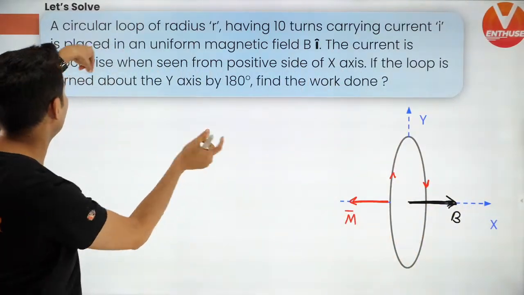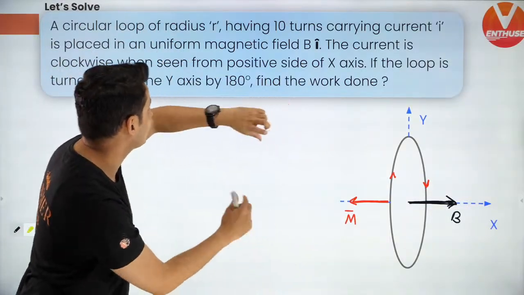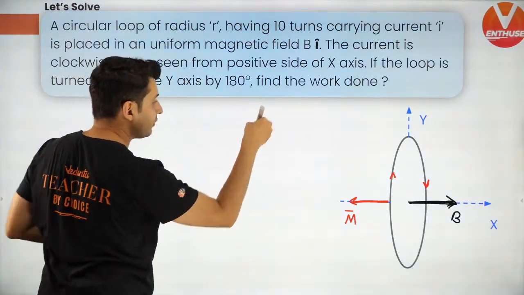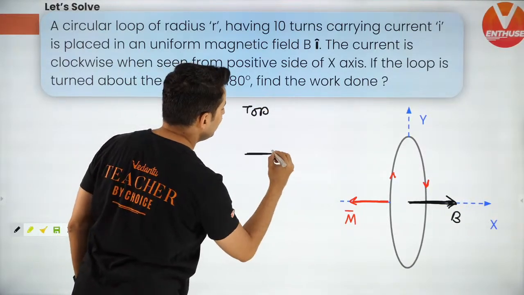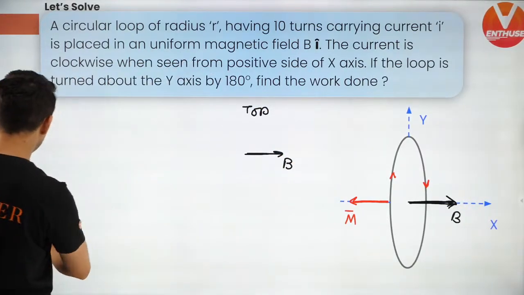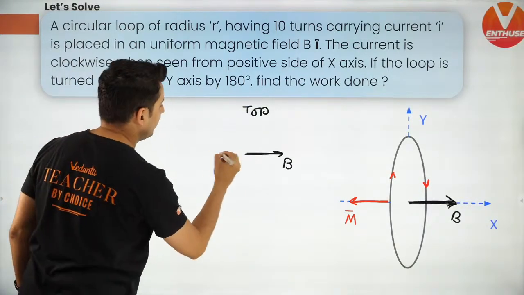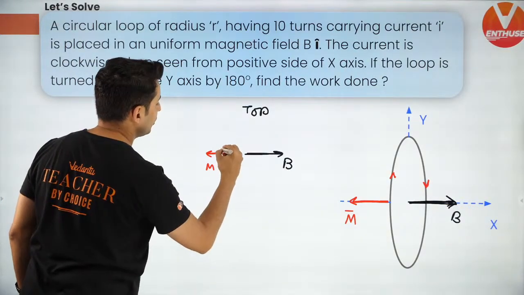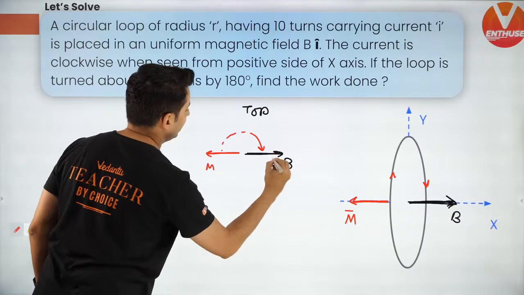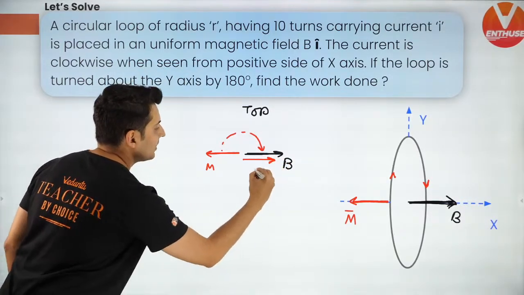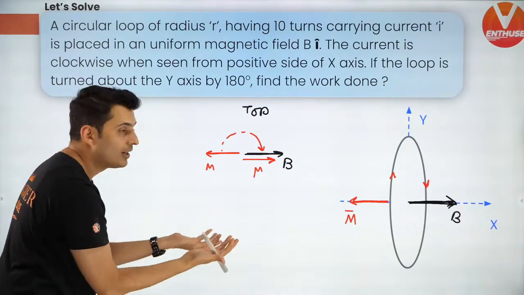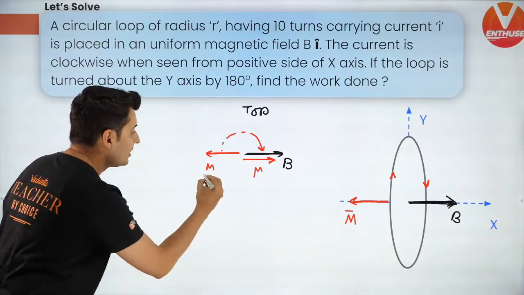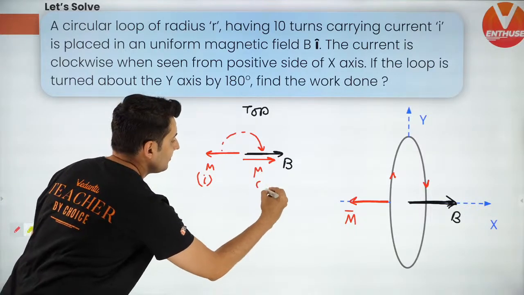Now think about it. If the loop is turned about the y-axis, what is happening? If you look at it from the top, this is what you're going to see. B is here. M was here, and you rotate it by 180 degrees and place it here. So guys, think about it, the potential energy will change. This is initial, this is final.